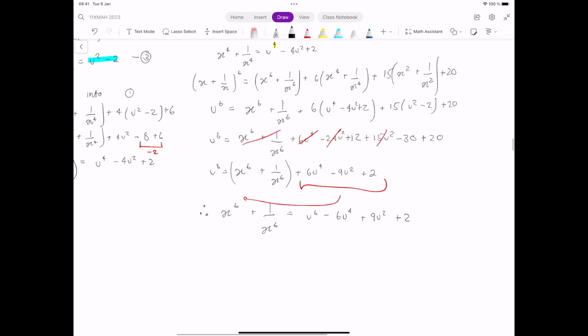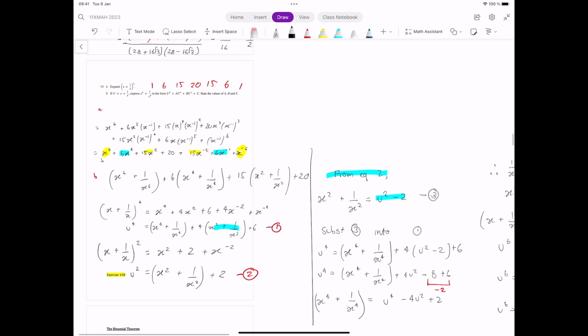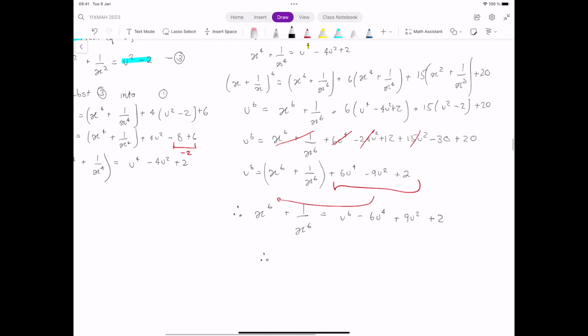Oh my god. Okay, and that's in the form we were after. So that is in the form u to the power of 6 plus au to the power of 4 plus bu squared plus c. So therefore, a equals minus 6, b equals 9, and, silly me, that's a minus, so c equals minus 2. That was very, very hard, but I really enjoyed it. Hope that makes sense.